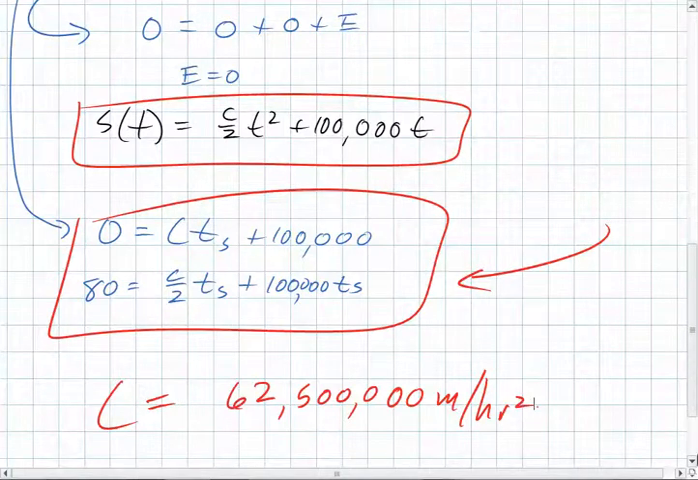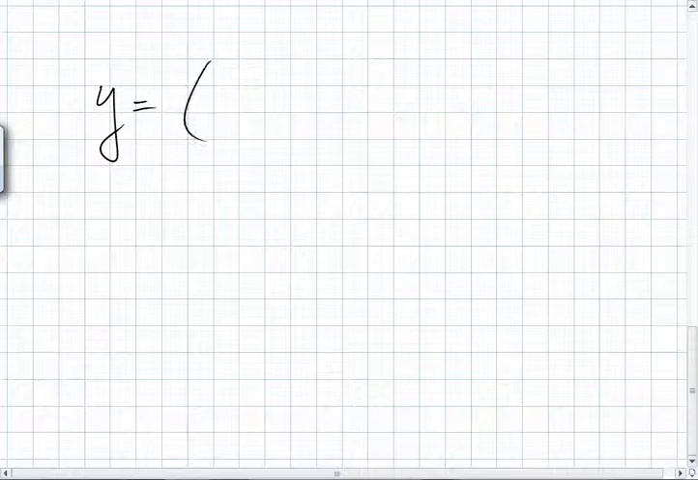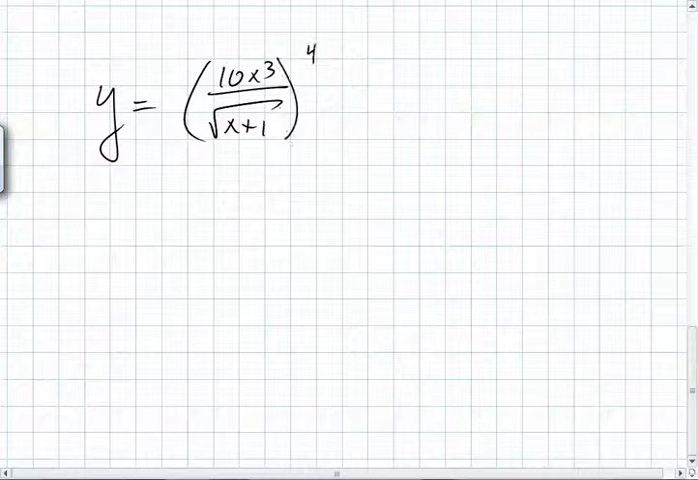Okay, so this one you can do without logarithmic differentiation, but logarithmic differentiation will make it a little easier for you. You have y is equal to 10x cubed over the square root of x plus 1, all to the fourth. I'm telling you to use logarithmic differentiation. All that really means is take the natural log first and simplify before differentiating. You're trying to find y prime, so take the natural log of both sides.